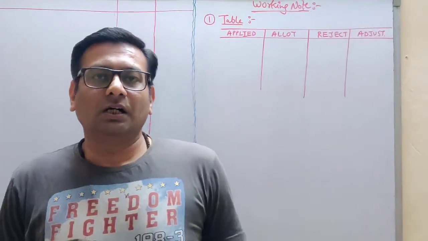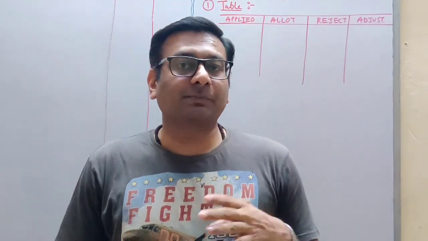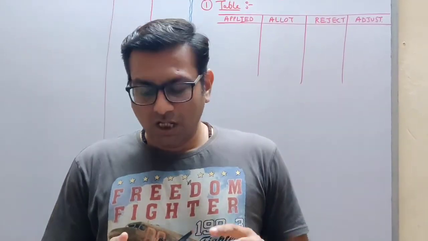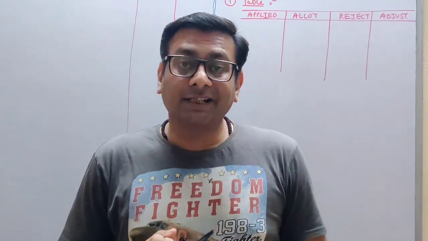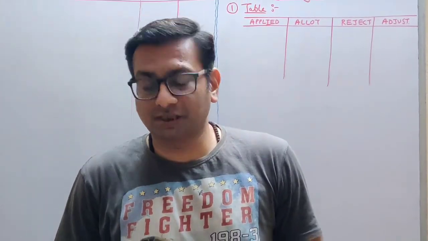Hello students, today we are going to solve a very comprehensive sum. What I mean by comprehensive sum, in this question you will see pro rata is given to you. Again you will have to do a personal working note to find the arrear at the time of allotment, so that personal working note thing is also there in this sum.